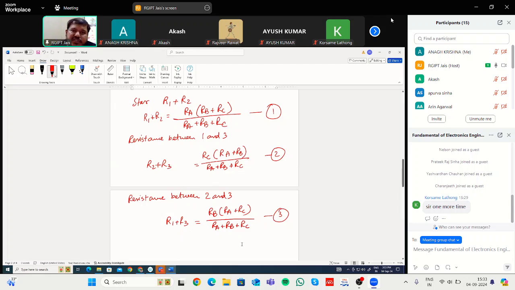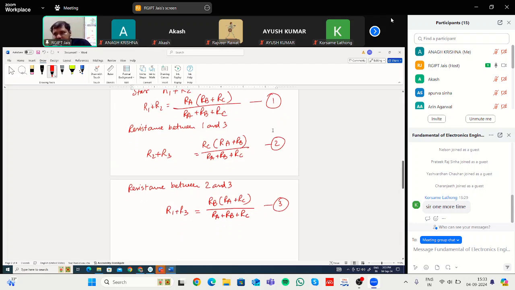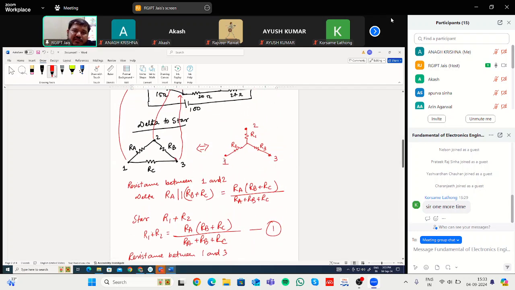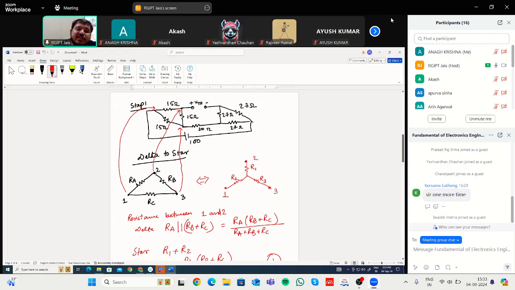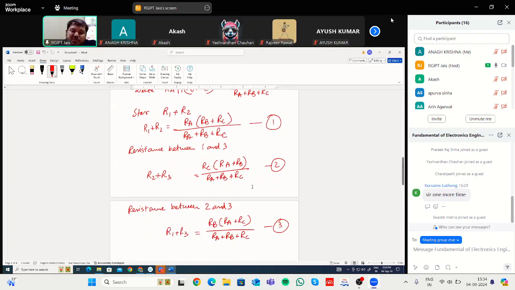Now we have to simplify. That means, let us consider you have three equations and three unknowns. What is given in this problem? The delta configuration is given. So you can say that RA is equal to 15, RB is equal to 15, RC is also equal to 15. But you don't know the values of R1, R2, R3. So from these equations, our aim is to find the values of R1, R2, R3 in terms of RA, RB, and RC. That is our main aim.